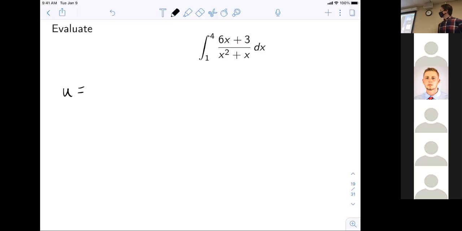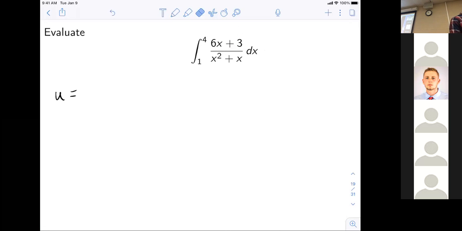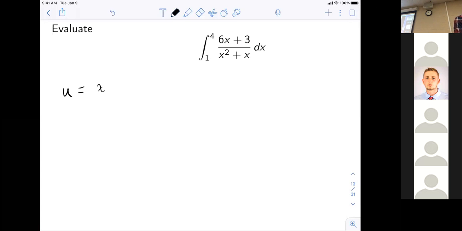This one's maybe a little harder to see. U should most of the time be the most complicated thing that's happening in an integral. So what's the most complicated thing going on in this integral? x squared plus x, that x squared plus x in the denominator, right? I'm going to make a guess, especially because this looks like it could be the derivative of x squared plus x times some constant. Let's say u is x squared plus x.